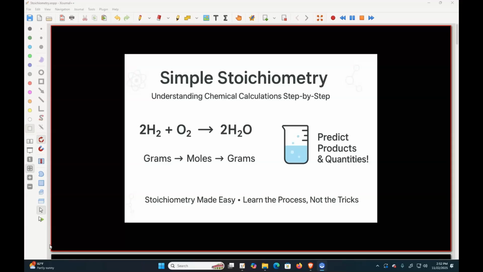In this video, we'll break stoichiometry down into simple, manageable steps. You'll see how balanced chemical equations act like recipes, how to convert between moles, grams, and particles, and how to predict the amount of product formed in a reaction. By the end of the video, you'll be able to tackle basic stoichiometry problems with confidence. So let's get started.